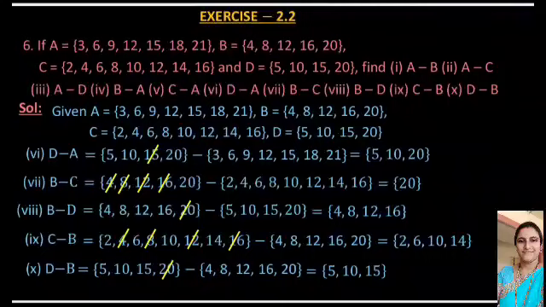Next, the 10th question is D minus B. First we take the D set and after that the B set. Then what will we get in D minus B? We strike out the common elements. What are the common elements in D and B? 20. So we strike out the 20 in the D set. Then the answer is the set of 5, 10, 15.